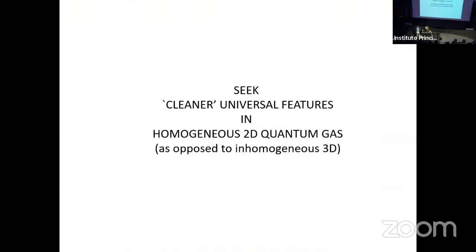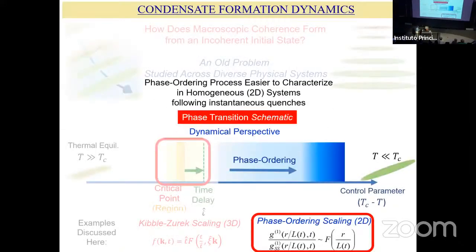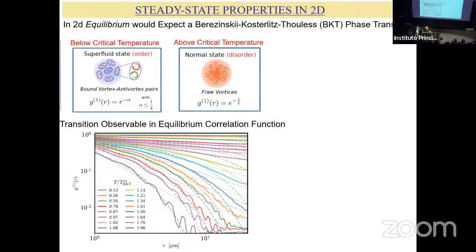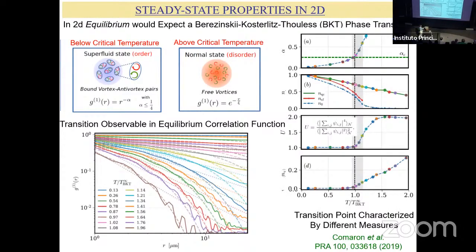Okay, so if we want to understand things better, then we should be looking at something a little bit cleaner in 2D to see this idea of phase ordering. And so we looked at phase ordering in a 2D homogeneous gas, where you expect to have very clearly identified self-similar dynamics late on in the phase ordering. So in 2D, as you know, you don't have Bose-Einstein condensation. So what we have is this different algebraic order decay of the correlation function. And we use this to identify exactly where the critical temperature is for our system so that we have a way to normalize against our dynamical simulations.